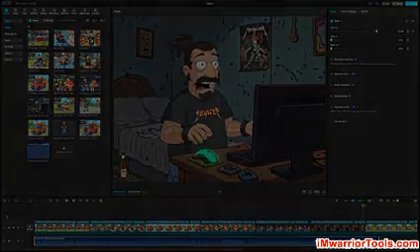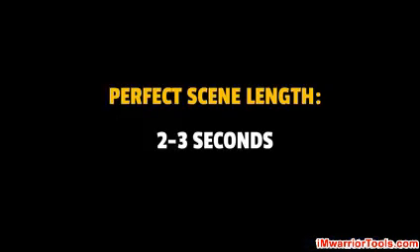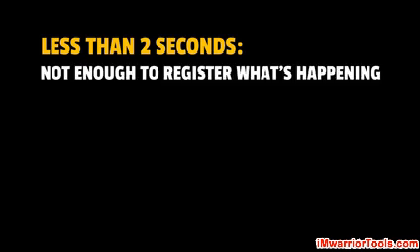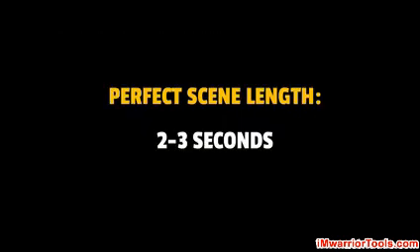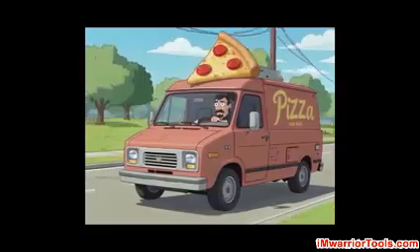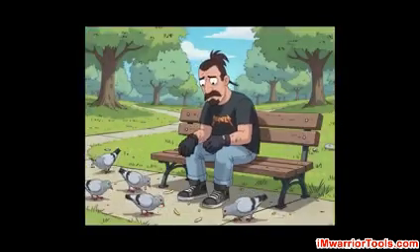So the sweet spot for the scene length is 2 to 3 seconds. Less than 2 seconds can feel too quick for the viewer to register what's happening, and over 3 seconds risks boring them once they've already understood the scene and are ready for the next shot. 2 to 3 seconds is usually enough time for viewers' brain to fully understand what's happening. For example, that a person is driving a car, feeding pigeons, or drinking beer.